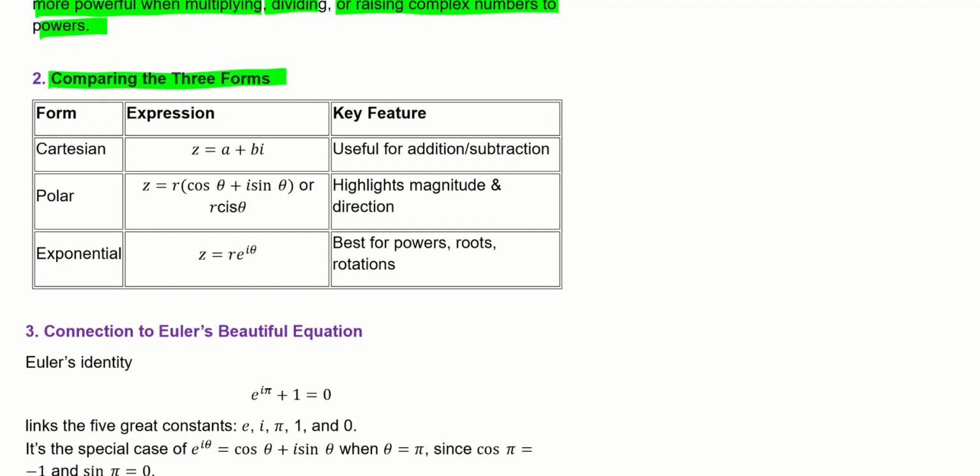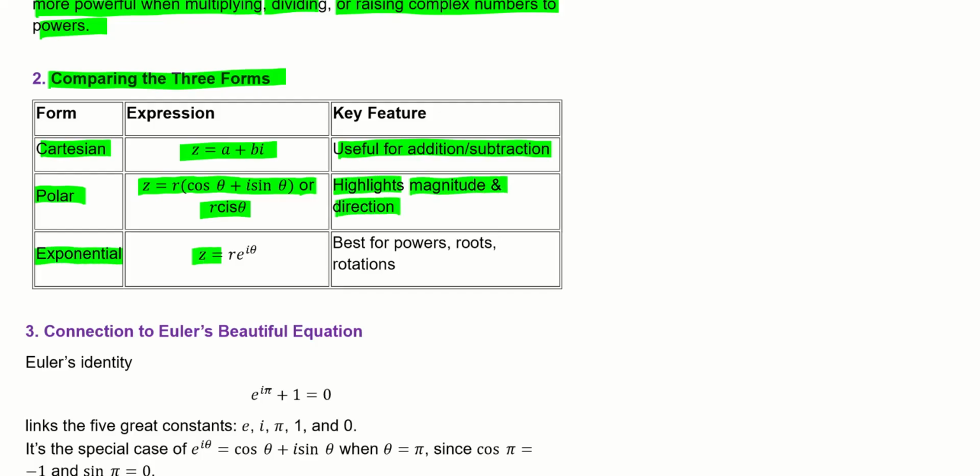So, comparing the three forms. Cartesian form, z equals a plus bi, is useful for addition and subtraction. It's much better for addition and subtraction than polar or exponential. Polar, z equals r cos theta plus i sine theta, or just r cis theta, highlights magnitude and direction. Exponential, z equals r e to the i theta, is best for powers, roots, and rotations. Though I have to say, and you may notice this, I tend to revert to cis form quite often when doing things, just because I'm more familiar with it.